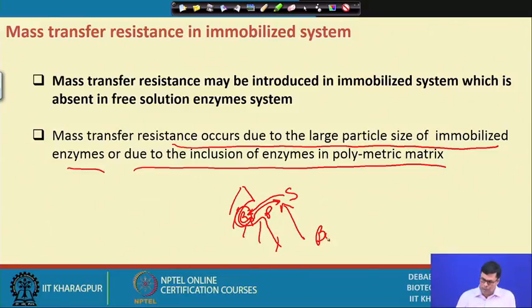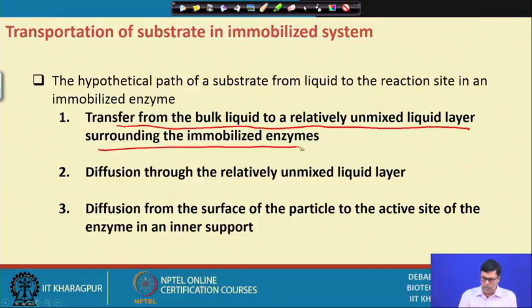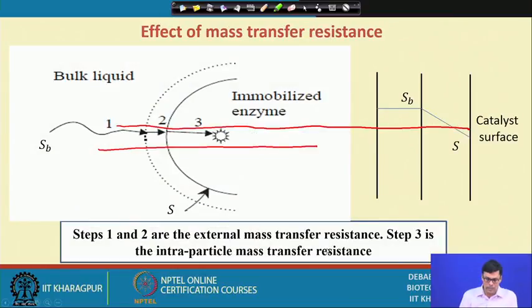This is what we call bulk. Now, transportation of substrate in an immobilized system: how does the transportation take place? You look at this, you see the transfer from the bulk liquid to the relatively unmixed liquid layer surrounding the immobilized enzyme system. I can explain on the basis of this.